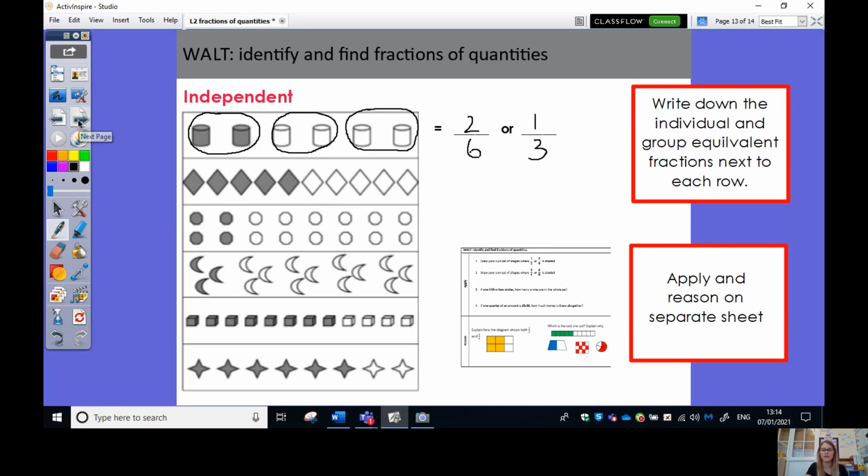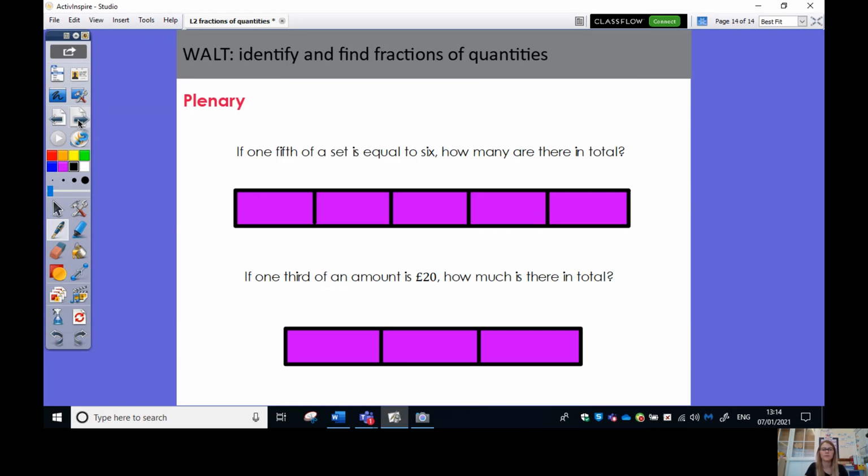Okay, hopefully you've managed to have a go at the apply and reason. I'm just going to go through this question with you, which is quite similar to some of the questions in your apply. So if you were finding it a bit tricky, I can show you how to do it now. So the first question is 1/5 of a set is equal to 6. How many in total?